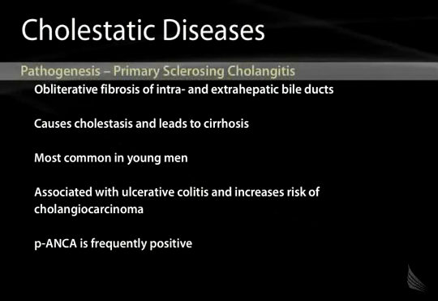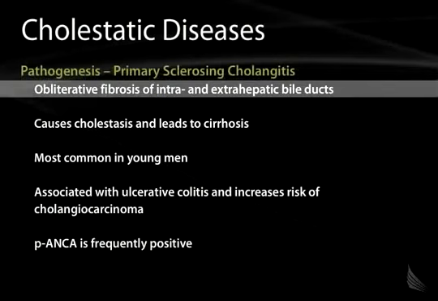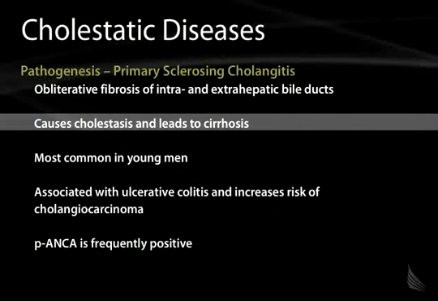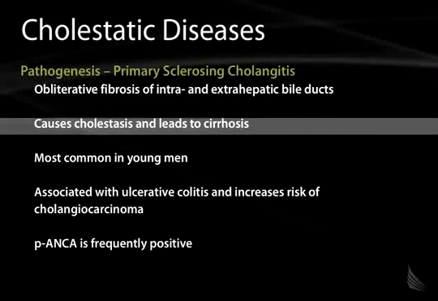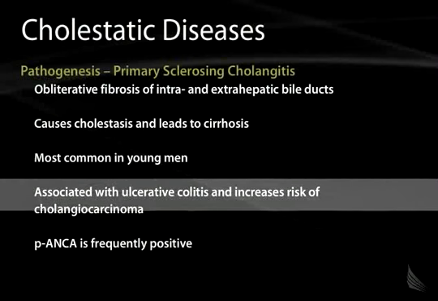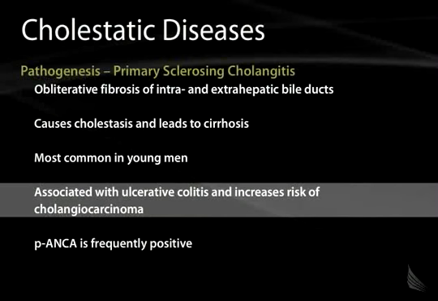Primary sclerosing cholangitis is an obliterative fibrosis of the intra or extrahepatic bile ducts, and sometimes can be seen in both. It causes a cholestasis and often leads to cirrhosis. This is a disease of young men, most often, and is p-ANCA positive. It's associated with ulcerative colitis and increases the risk of cholangiocarcinoma. So again, on the boards, when you see a young male who presents with jaundice, who also has a history of inflammatory bowel disease, you should highly suspect primary sclerosing cholangitis.